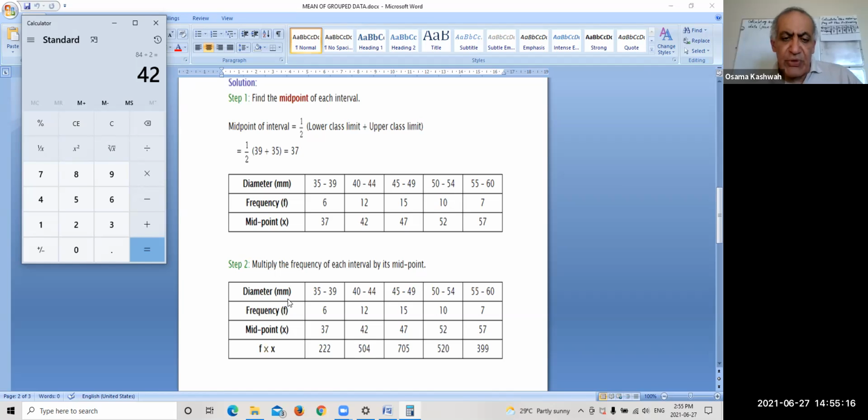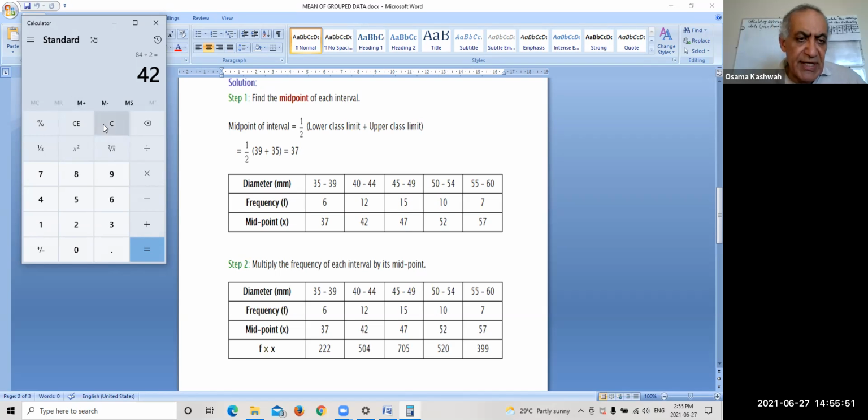Then what will we do? Simply, we will multiply the frequencies by the midpoints. So 6 times 37, here we will make f times x. Even if you forget it, you can remember it from the symbols themselves: you have f and you have x, so you would say 6 times 37.